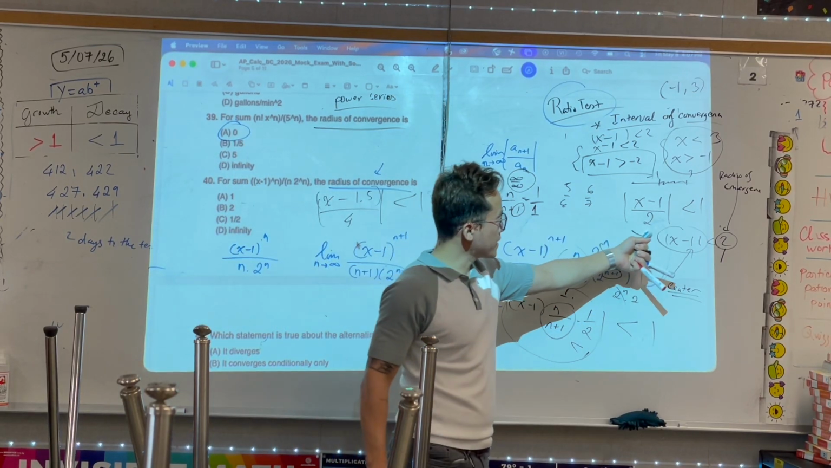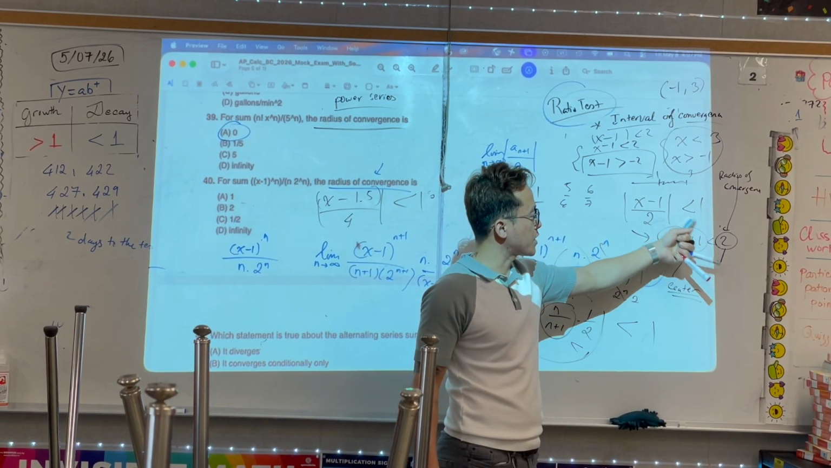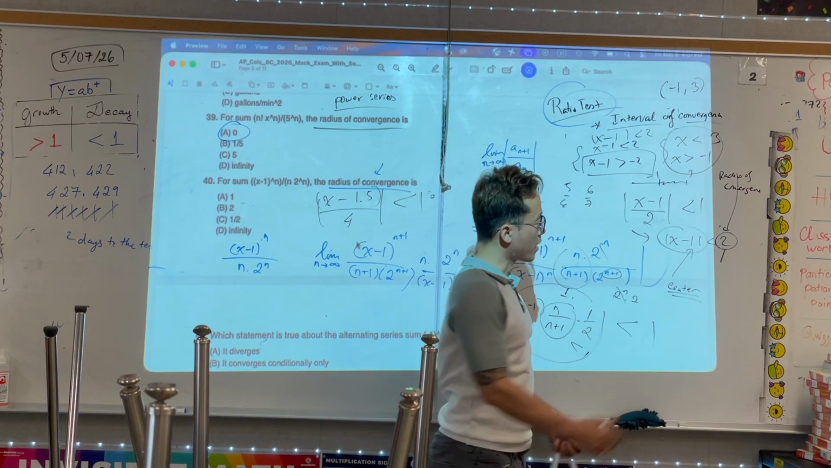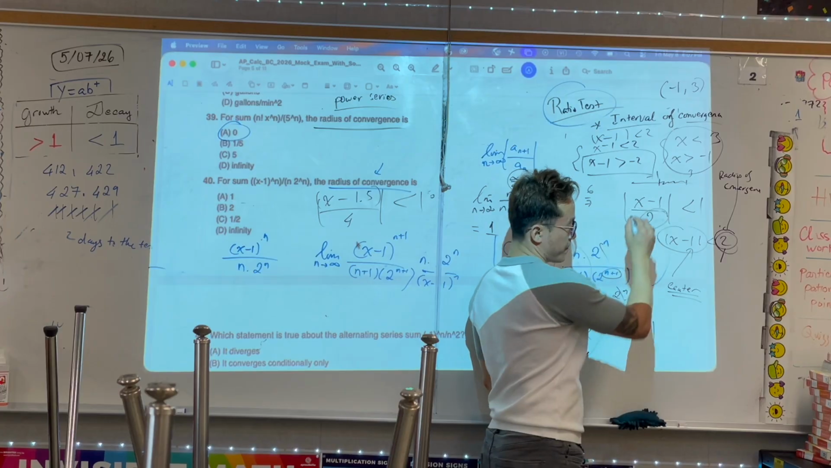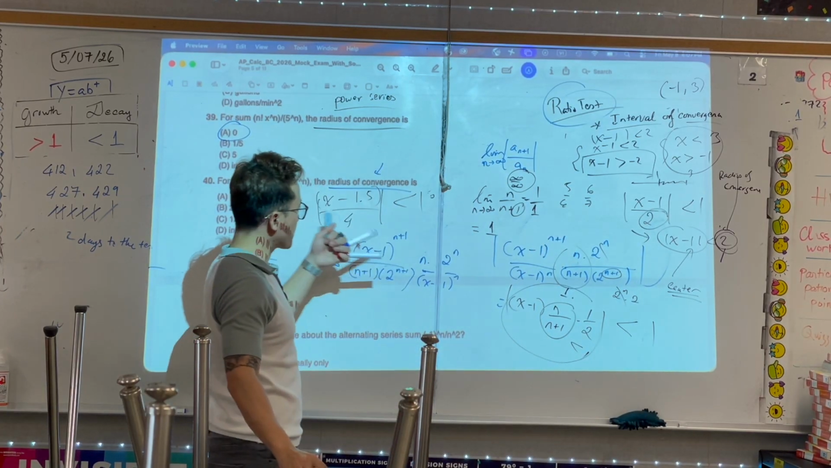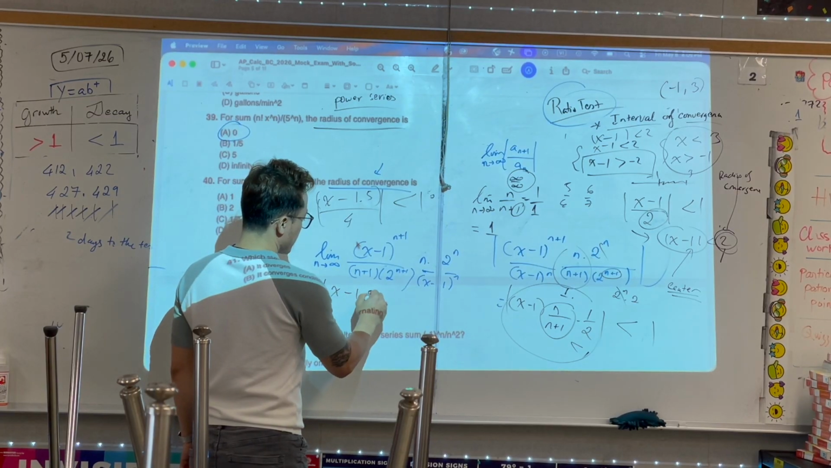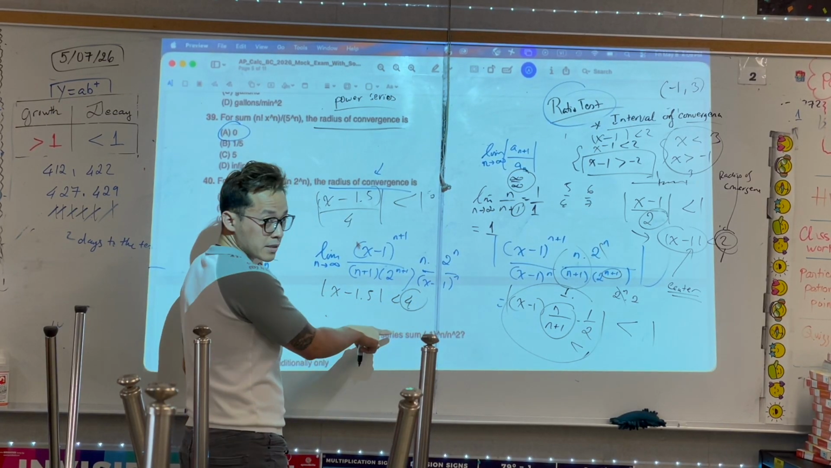Okay. When I have this less than 1, what is the radius of convergence? The number on the other side. But I need to take care of the bottom, move it. So how do we do this? So it's 4. 4 is the radius of convergence. Very good.